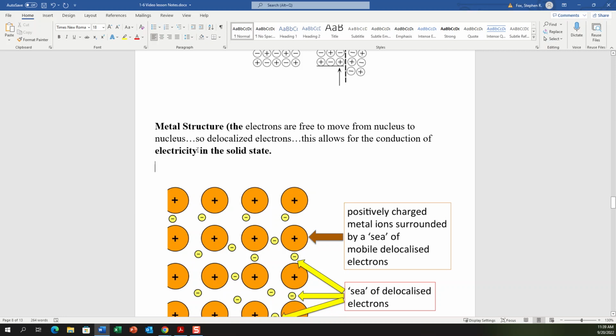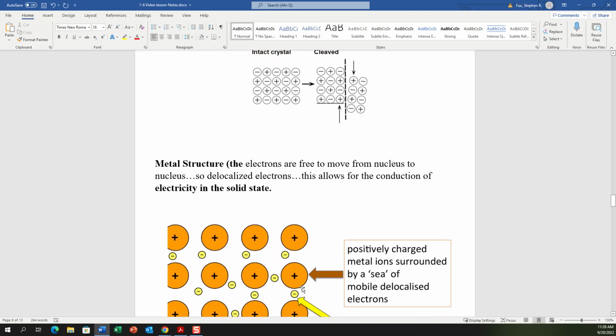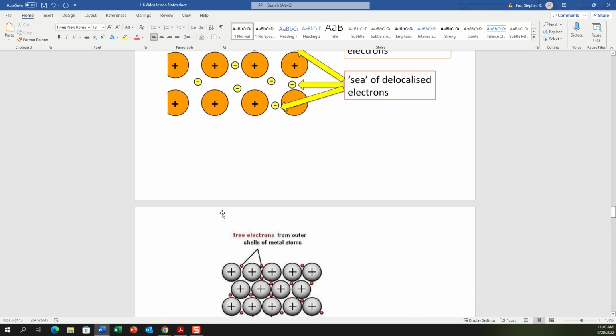Metals will conduct electricity as solids. That doesn't happen in an ionic structure. In a solid ionic structure, you can't conduct electricity. But since metals allow for the motion of electrons from nucleus to nucleus to nucleus to nucleus, they conduct electricity as a solid, all right?